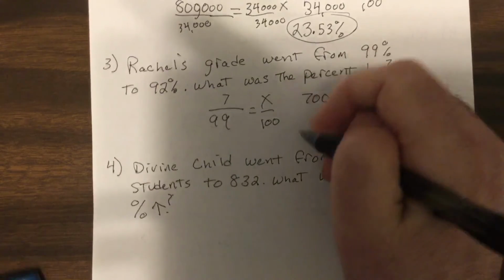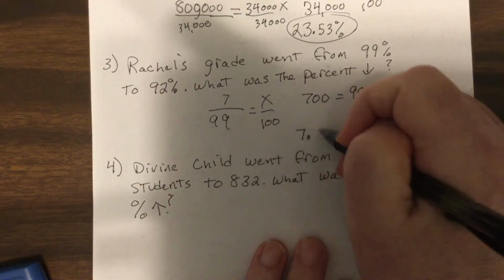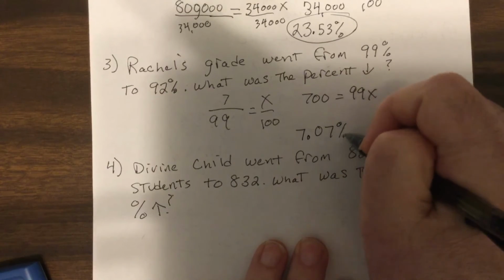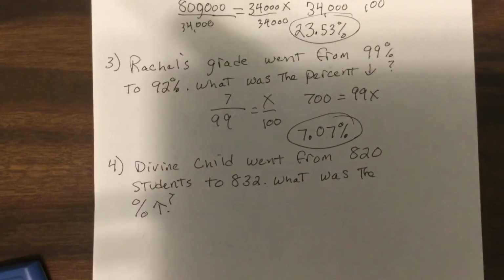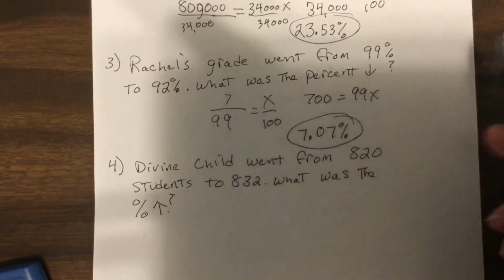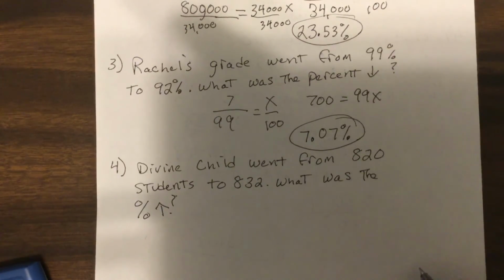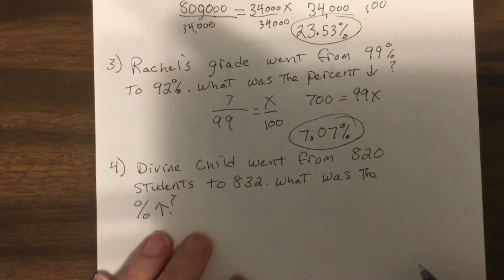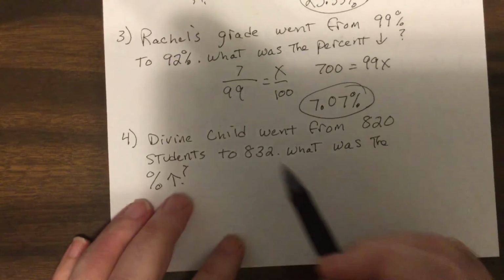And she went down 7.07%. It's almost a little over 7%. Now, if I would have said she went from 100 to 92, that would be 8%, because that's how much she went down. But I made it a little bit trickier. Let's see what we got.